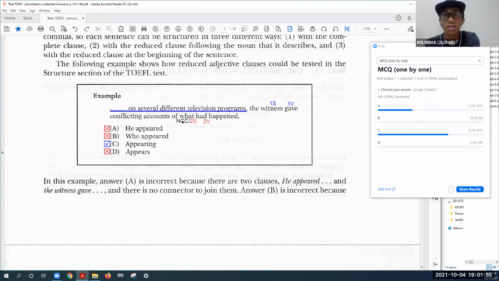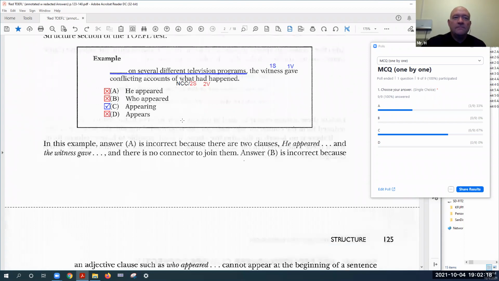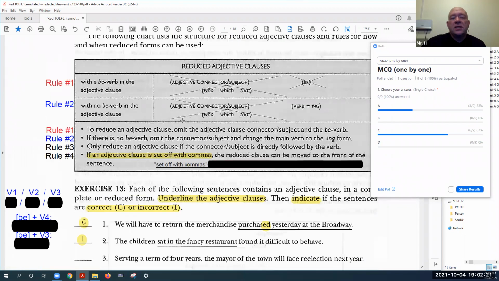But we can replace the noun clause with the noun. Sure. The witness gave conflicting accounts of something, of the accident or the crime. The witness gave conflicting accounts of the crime, right? Or of the accident, like that. Okay. All right. So let's look at the chart here.